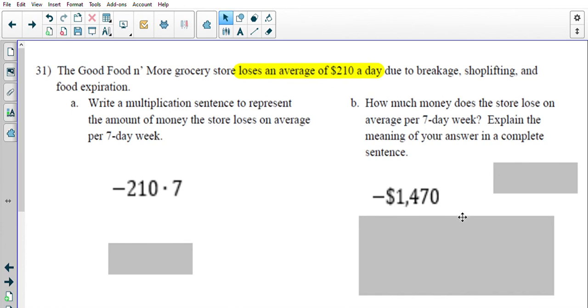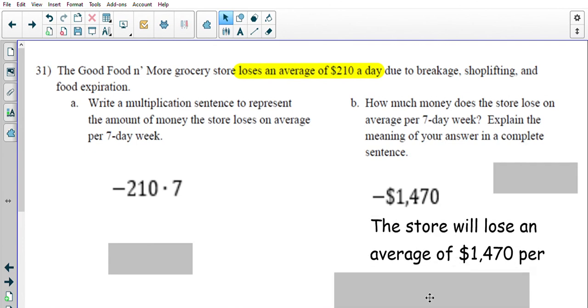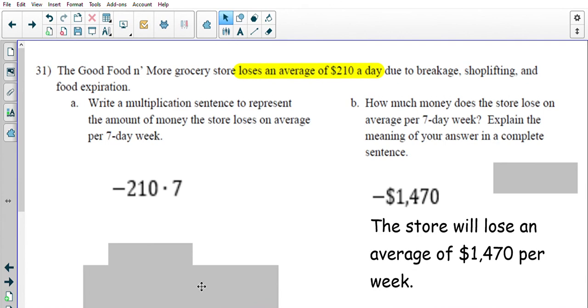That's important for a business to know. Does this represent a gain of money or a loss of money? It does say to explain the meaning of your answer in a complete sentence. So, what does this mean for the store? Well, we can say that the store will lose an average of $1,470 per week.